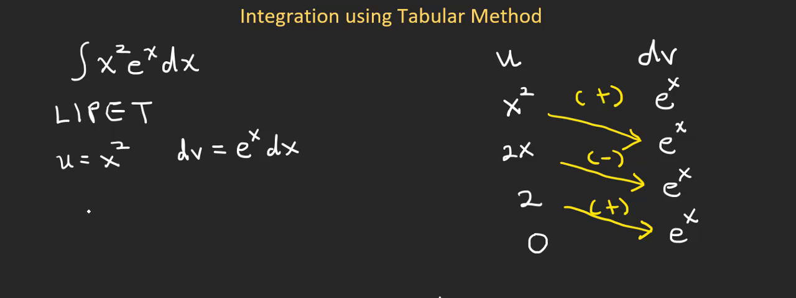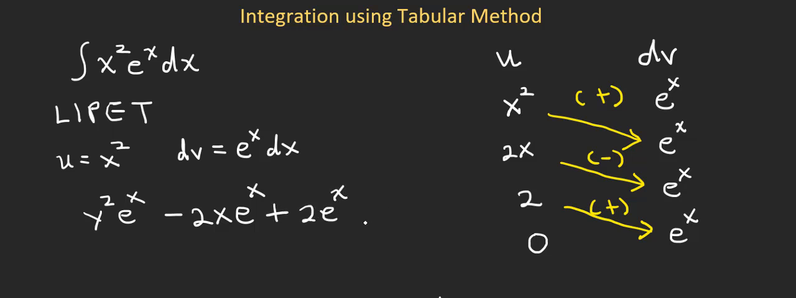So the answer to this example will be x squared times e to the x times positive, which is x squared e to the x. And 2x times e to the x times negative, which is negative 2x e to the x. And then 2 times e to the x times positive, so positive 2 e to the x. And then at the end, you put plus c. So this will be the answer.